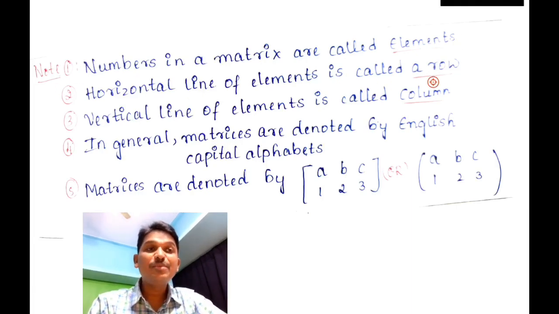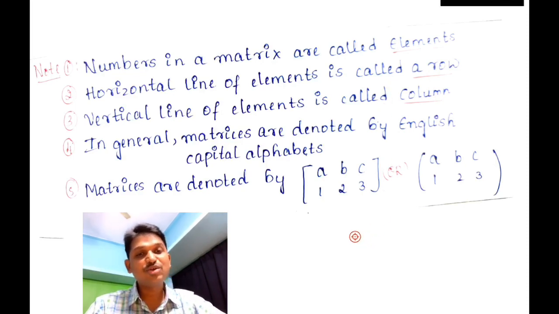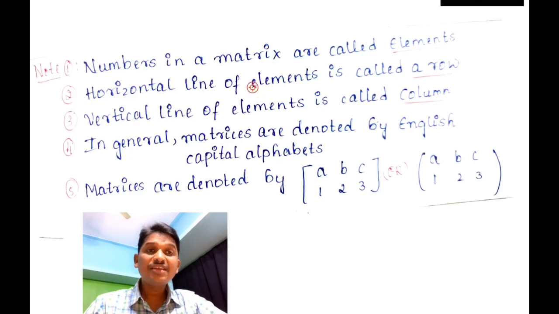Now, second point. Horizontal line of elements is called a row. You look here. This is a horizontal line of elements. This is the first row. This is the second row. So you learn 2 things. Numbers in a matrix are known as elements. Horizontal line of elements is called a row. We use this row and column very frequently in this matrix chapter.